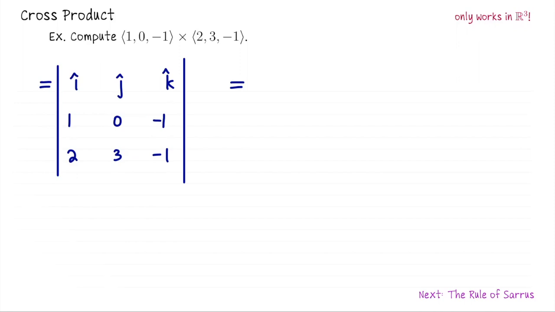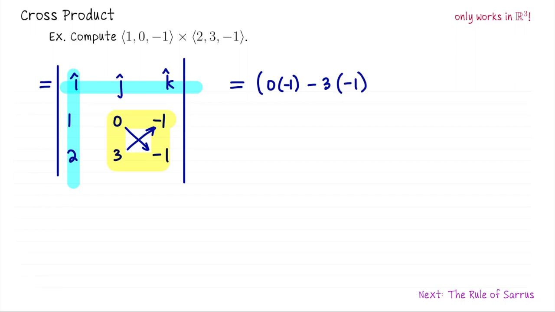The first entry in the vector that comes out of the cross product is going to be the i-th entry. So here we know that we're working on the i-th entry. And then I look in the lower right corner at that 2x2 submatrix and I compute its determinant, which is going to be 0 times negative 1 minus 3 times negative 1. So it's the main diagonal product minus the other diagonal. And then all of that is the first entry in our vector that we're computing. So I'll put i there to denote that that's the first component.